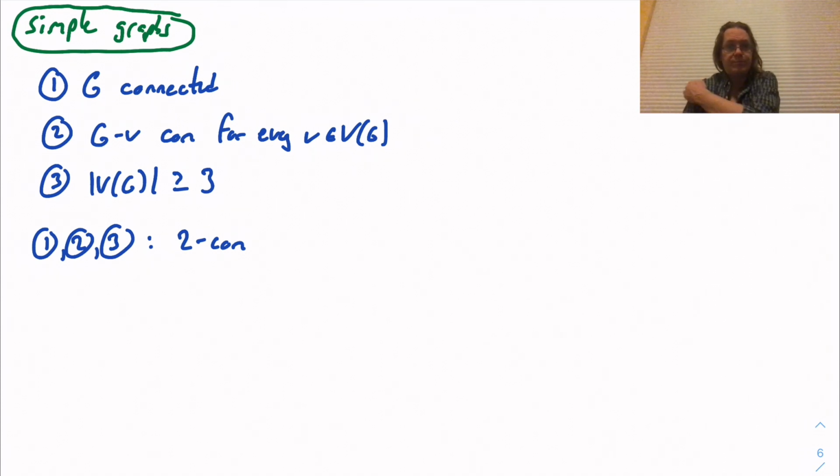Now, we've seen in the last lesson that there are several equivalent forms of this notion of two connected. Saying the graph is two connected also means that for any two vertices, there's a cycle through those two, or for any two edges, there's a cycle through those two. So we have a lot of nice properties about two connected graphs. They're very well behaved things.